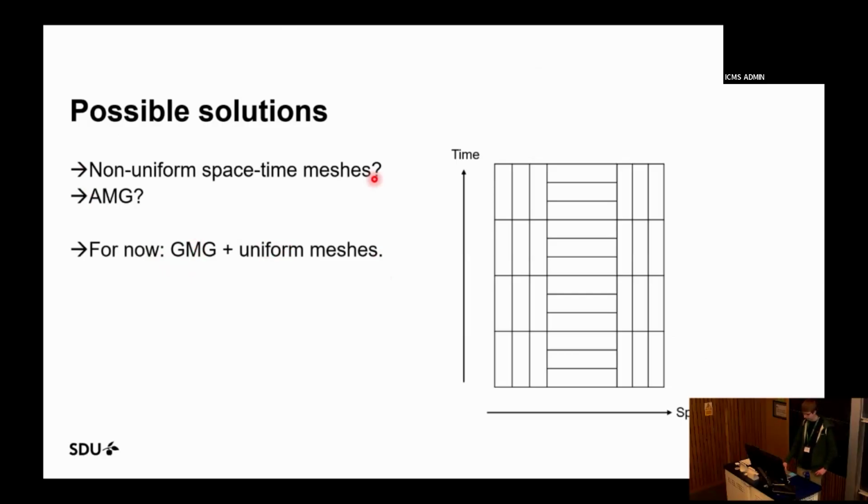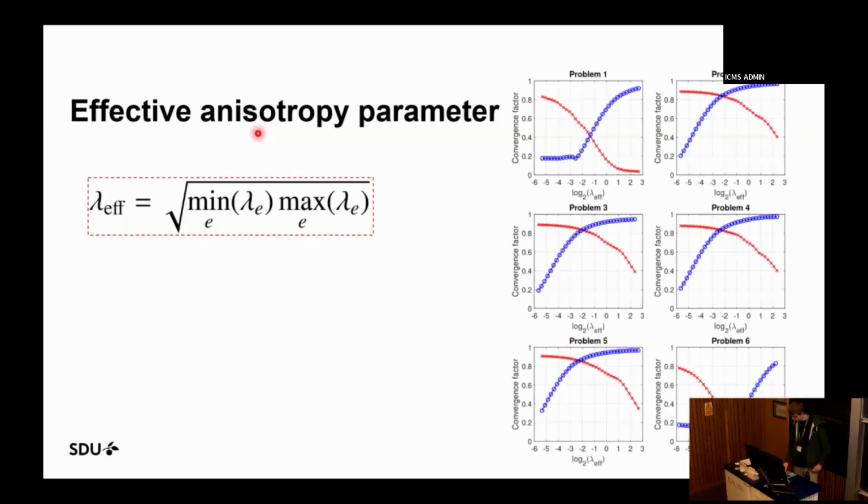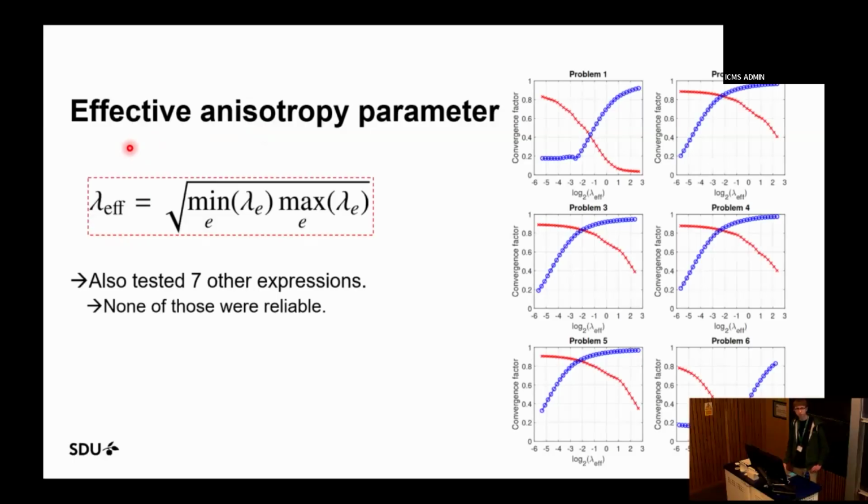And in that context, we have found this effective anisotropy parameter. So it is the geometric mean of the minimum and maximum value of lambda. And it seems to us like this is a pretty reliable indicator for which coarsening direction you should choose based on a bunch of numerical experiments that we have conducted. Now, this was something that we found by trial and error, basically. So we also tested 7 other expressions for how you could define this effective anisotropy parameter, and none of those were as reliable as this.